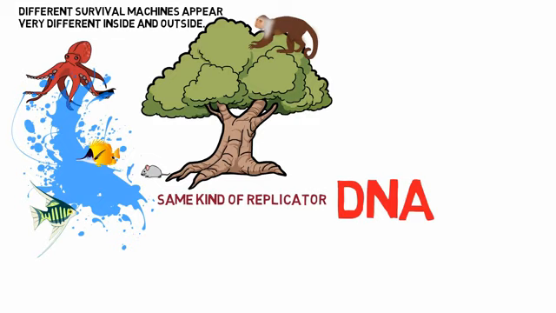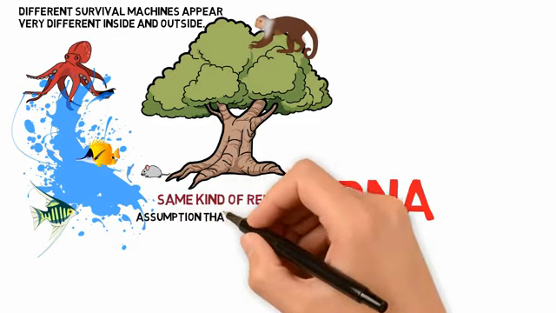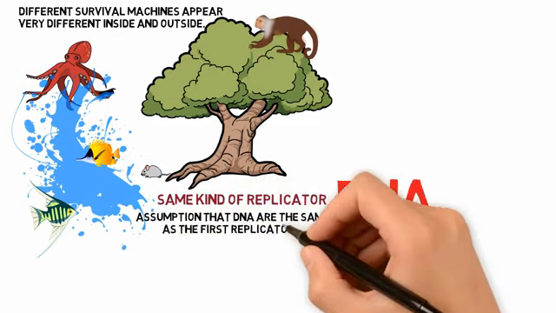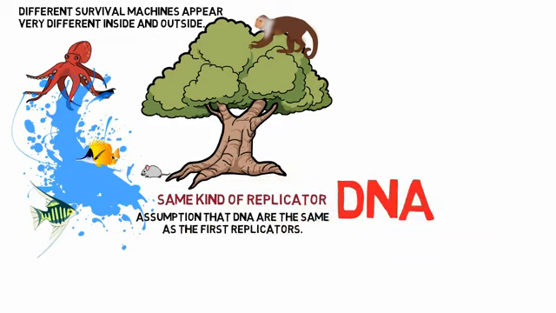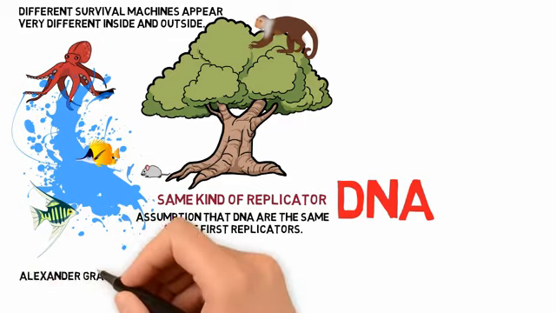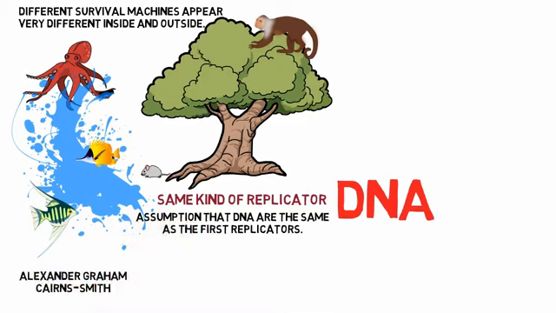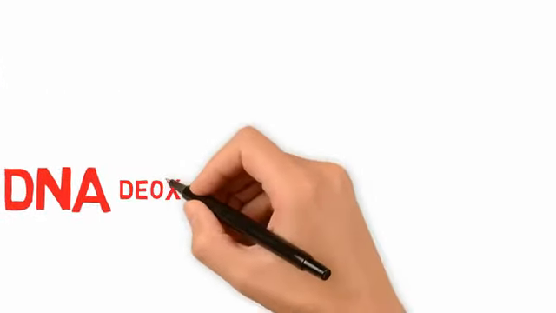In his discussion of DNA, Dawkins assumes that DNA is much the same as the first replicators in the primeval soup. Of course, they may be related or totally different, or their survival machines were taken over at a later stage by DNA. Alexander Graham Cairns-Smith has also hypothesized that the first replicators may have been inorganic crystals. So what is DNA?